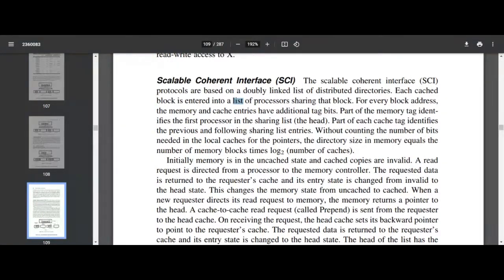For every block address, the memory and the cache entries have additional tag bits. Part of the memory tag identifies the first processor in the sharing list. Like if you maintain a list of processors P, Q, R, S, T, the first processor is the head of the queue. Part of each cache tag identifies the previous and the following sharing list entries, so that you can go to the next processor that is going to access the memory.